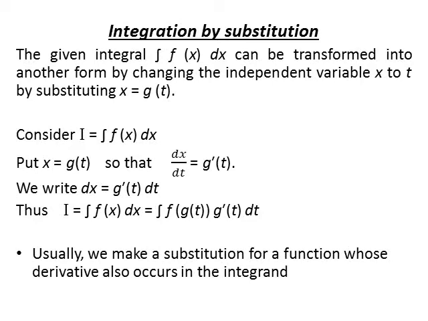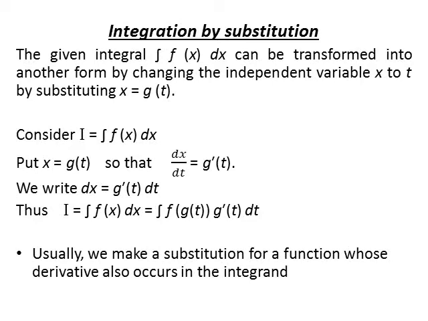In this method, the integral of f(x) with respect to x can be transformed into another form by changing the independent variable x to t by substituting x equals g(t). In place of t, we can use any other variable also, like y or z. Consider I equals integral of f(x) with respect to x. Put x equals g(t) so that dx upon dt equals g'(t).